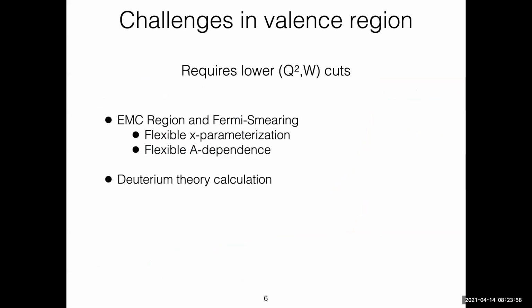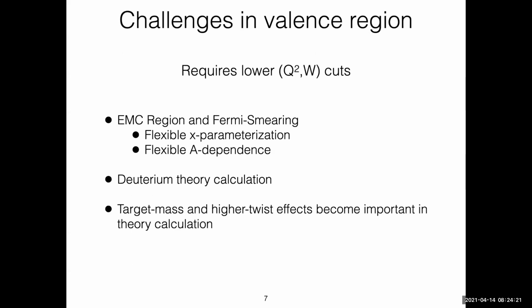Not only are you going to be testing your parameterization, but you're also going to be sensitive to the deuterium calculation that you do in theory as you compare it to data that's traditionally reported as cross-section ratios relative to deuterium. So how exactly we calculate deuterium for the denominator becomes pretty important. Again, I'll show a slide in a moment on that. And lastly, what becomes important also are target mass and higher twist effects.